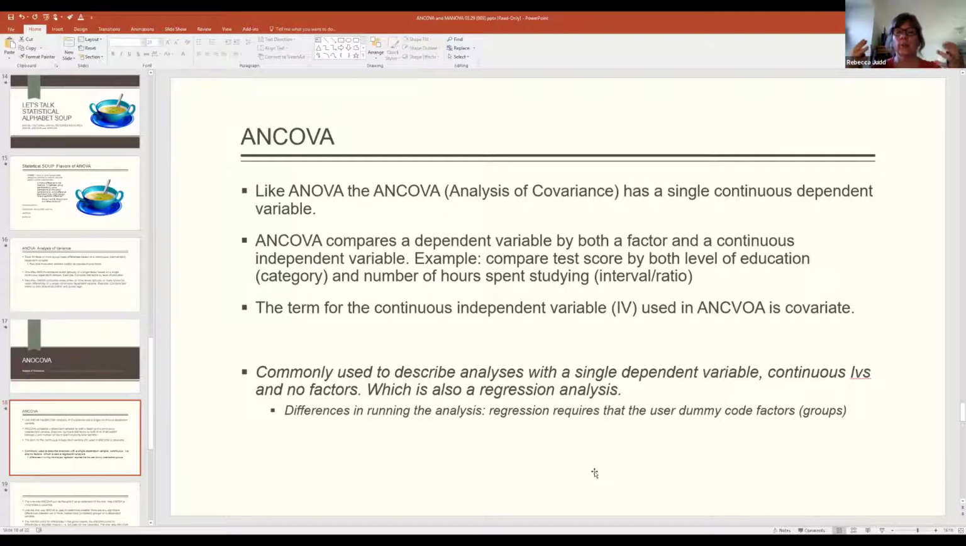You're essentially doing a regression. It's very similar to a regression, but it handles the variables a little bit differently than when you do a regression. So you have to decide, is an ANCOVA appropriate for this data, or is regression appropriate for this data? You have to look at that and make that decision.